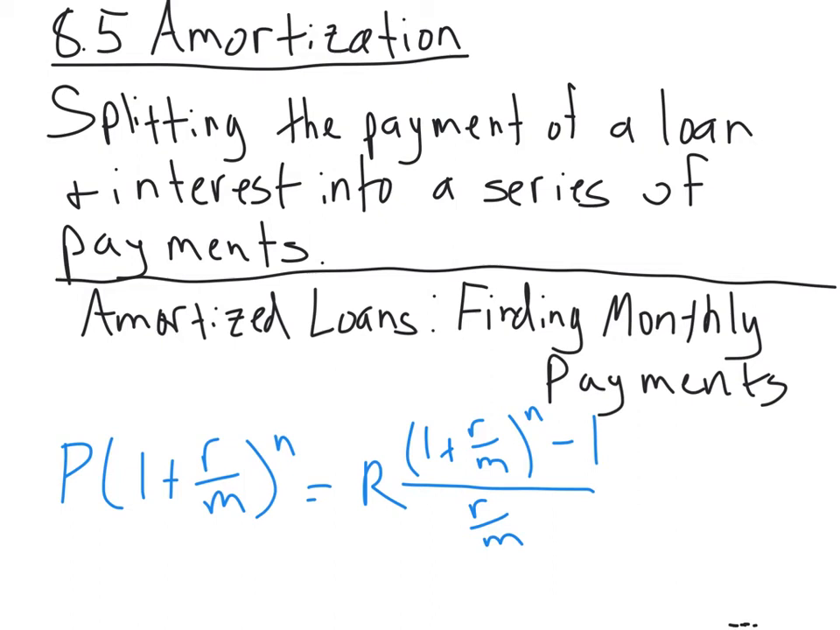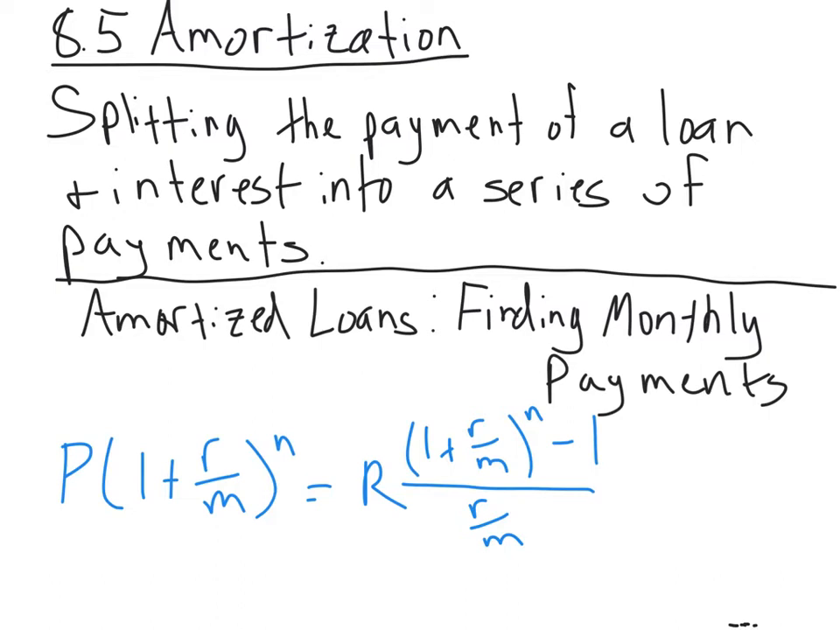Hey everyone, this is our last section of Chapter 8, 8.5, Amortization. Amortization basically means you're taking the payment of a loan and all the interest, and you're splitting it into a series of payments. Our main examples will be like home loans and car loans.